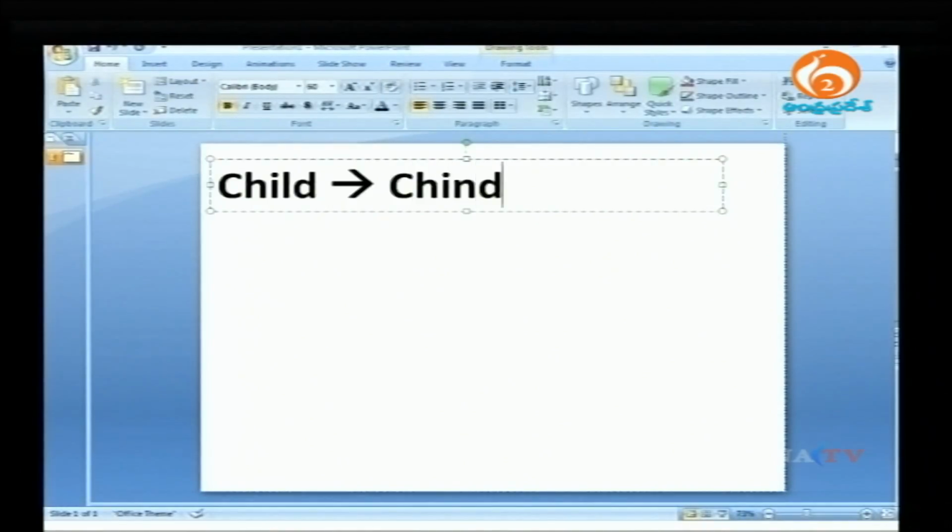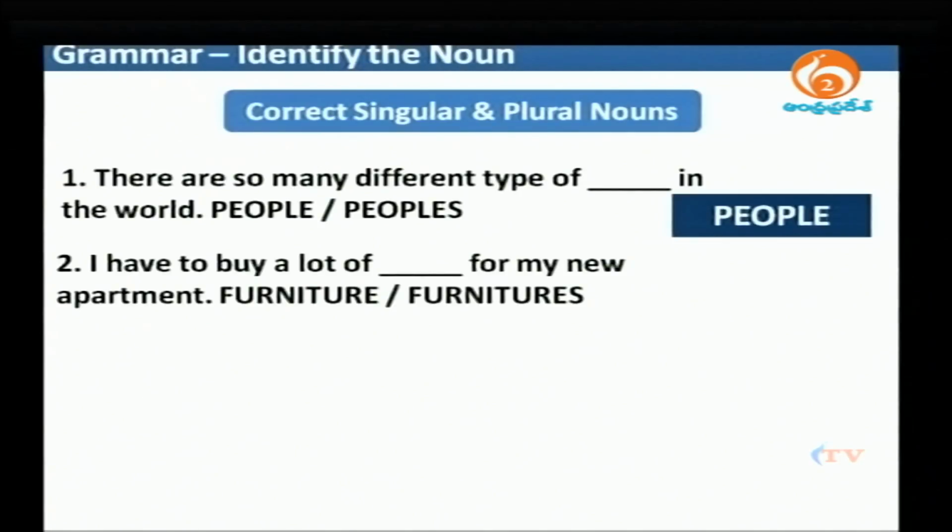A child, the plural form is children, so please don't say children's. All right. I have to buy a lot of furniture or furnitures for my new apartment. Please remember, there is no plural form here. Furniture means plural itself. Even if it's one table or one table with 4 chairs, it's still furniture, so don't call it furnitures.